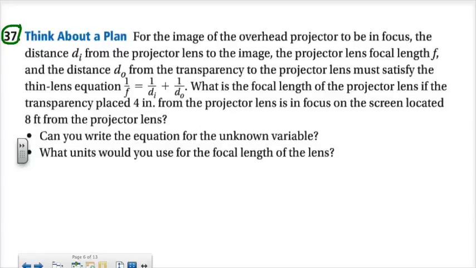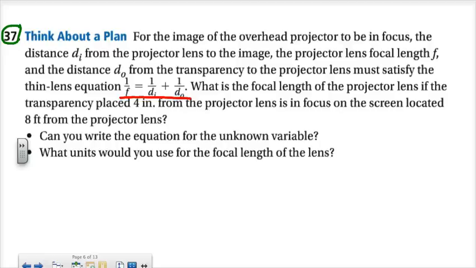Next piece here is think about a plan. For the image of the overhead projector to be in focus, the distance d sub I from the projector lens to the image, the projector lens focal length f, and the distance d sub 0 from the transparency to the projector lens must satisfy the thin lens equation. There it is right there. 1 over f equals 1 over d sub I plus 1 over d sub 0. Or maybe it's d sub o, it doesn't make any difference.